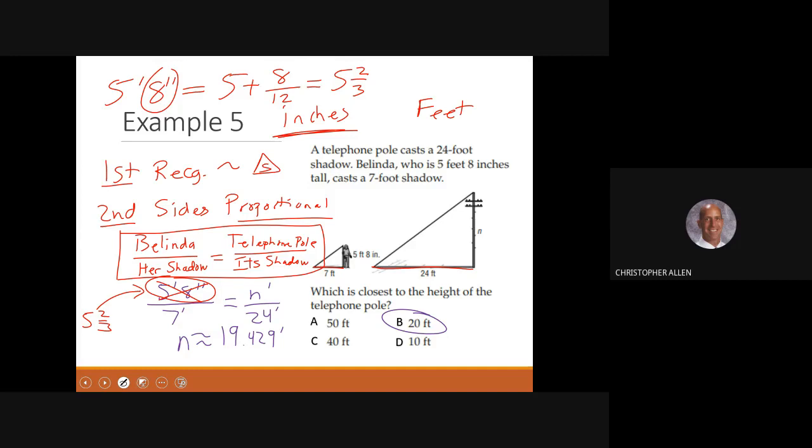So this is an example of indirect measure, which I think is one of the best applications in the real world of using geometry.